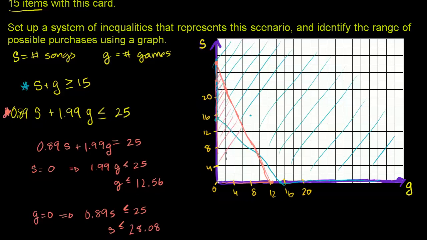Now, we want the region that satisfies both constraints. So it's going to be the overlap of the regions that satisfy each of the two. The overlap is going to be this region right here, below the orange graph and above the blue graph, including both of them. So if he buys four games and 14 songs, that would work. Or if we bought 2 games and 16 songs, that would work. So you can kind of get the idea. Anything in that region, and he can only buy integer values, would satisfy both constraints.